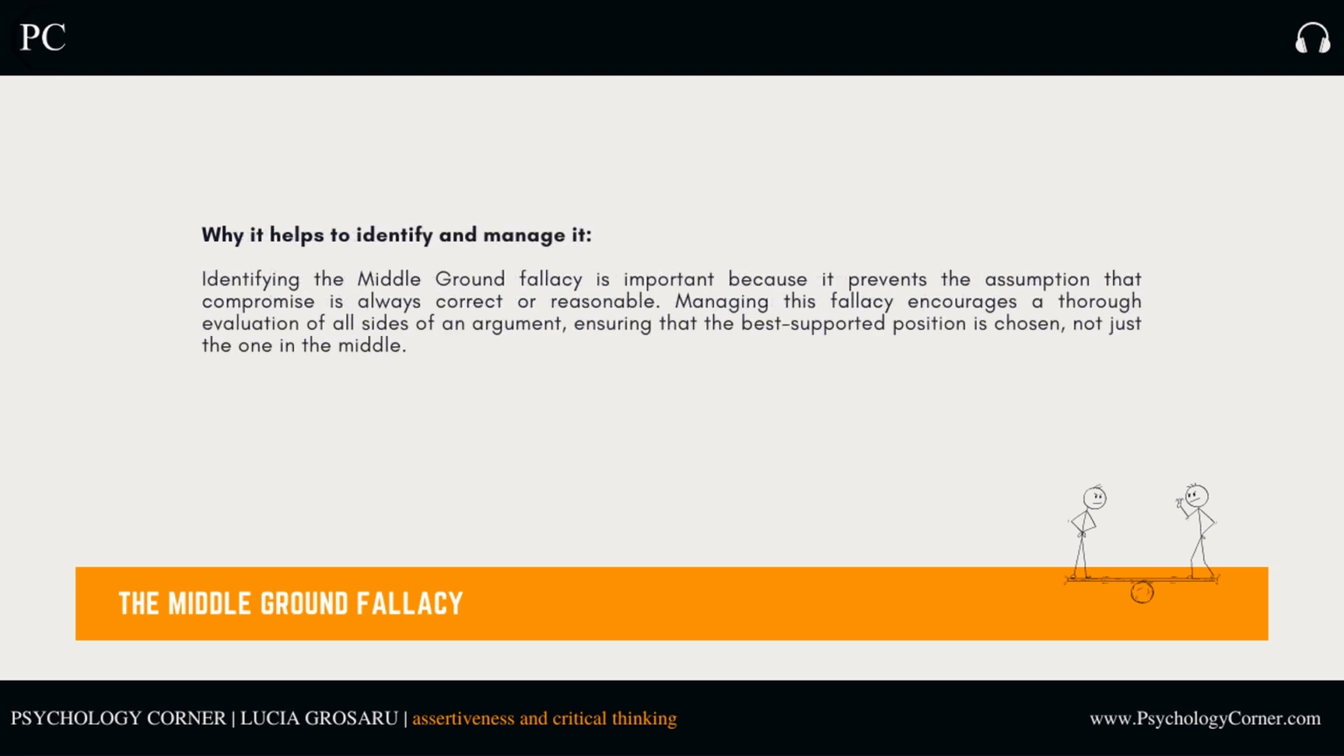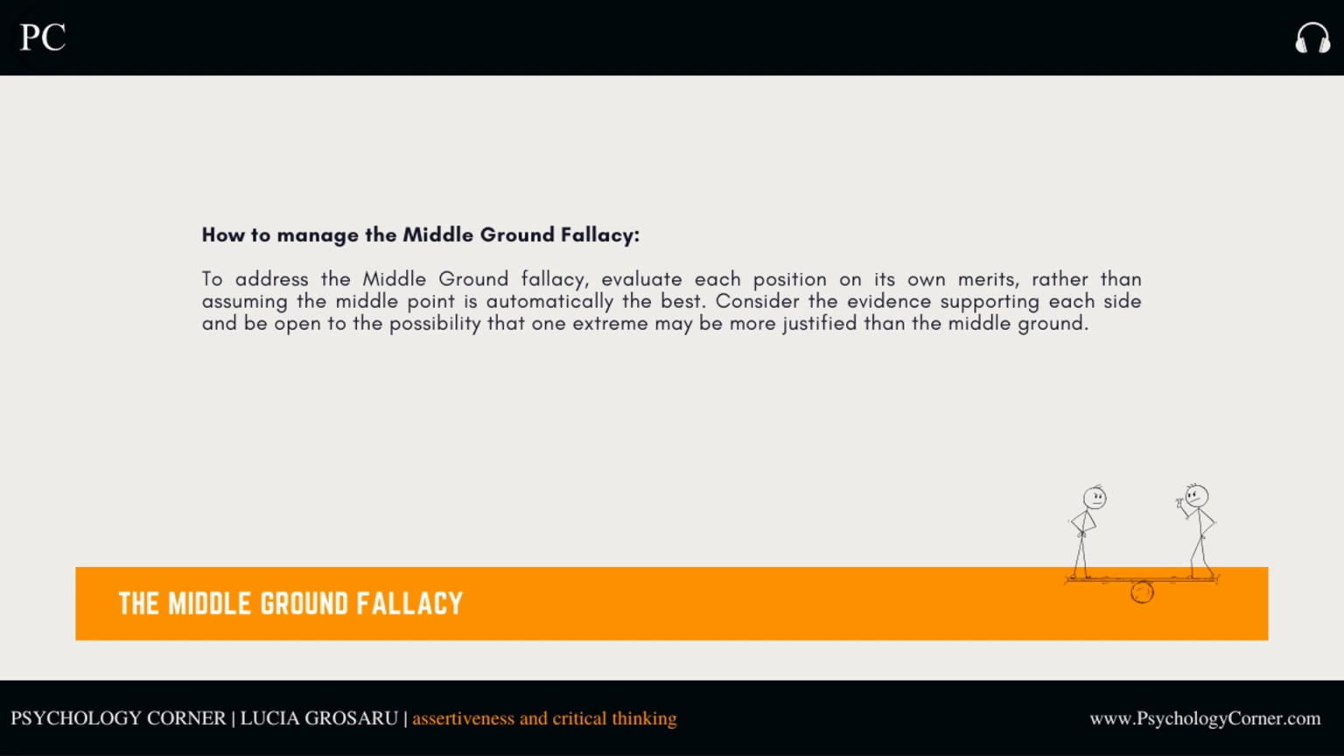Identifying the middle ground fallacy is important because it prevents the assumption that compromise is always correct or reasonable. Managing this fallacy encourages a thorough evaluation of all sides of an argument, ensuring that the best supported position is chosen, not just the one in the middle. To address the middle ground fallacy, evaluate each position on its own merits, rather than assuming the middle point is automatically the best. Consider the evidence supporting each side and be open to the possibility that one extreme may be more justified than the middle ground.